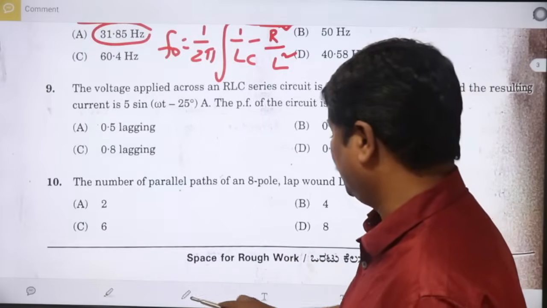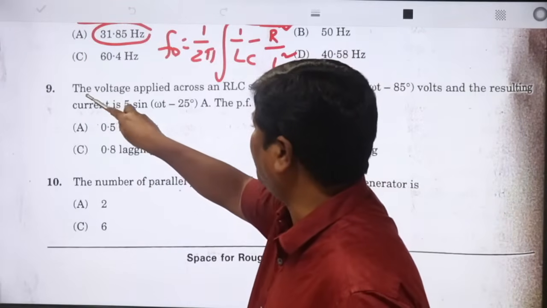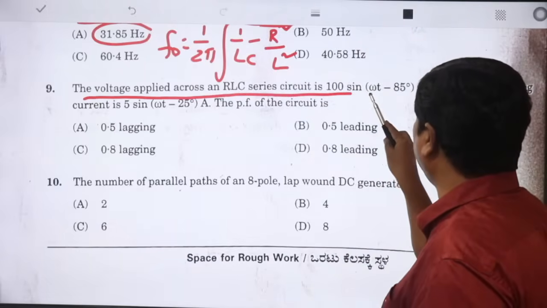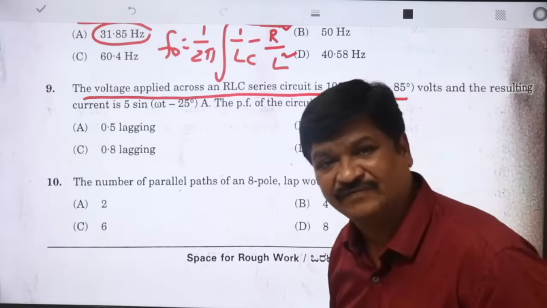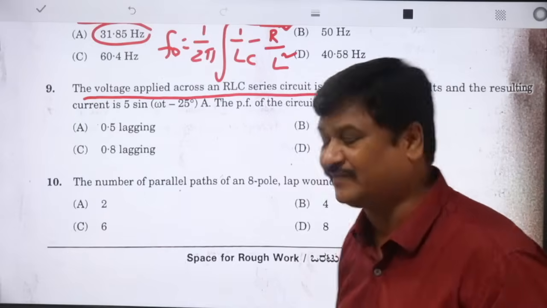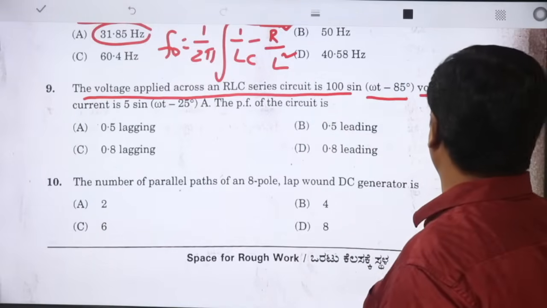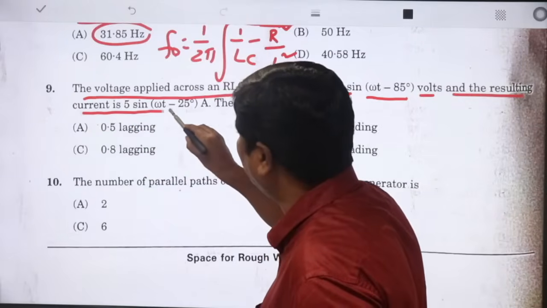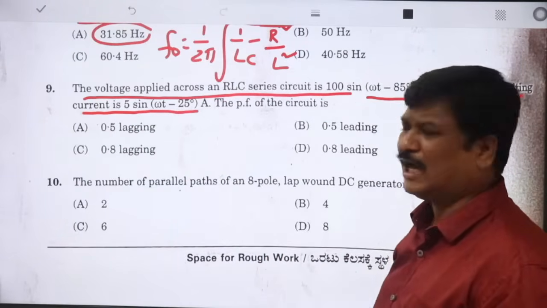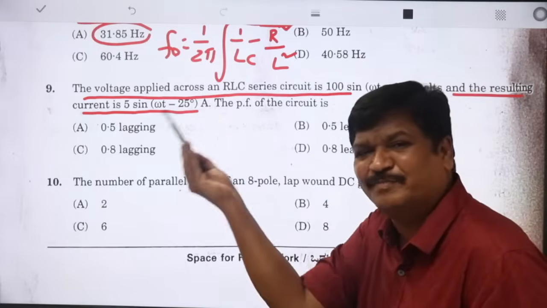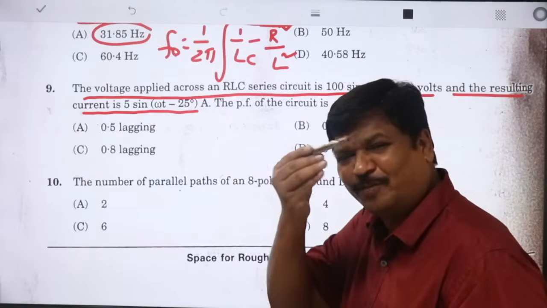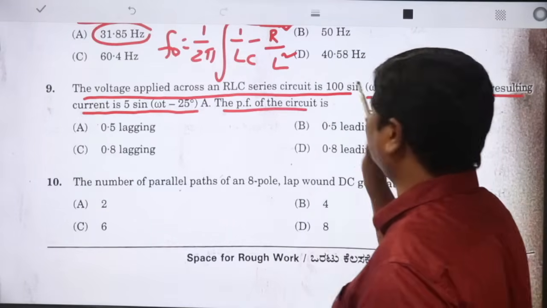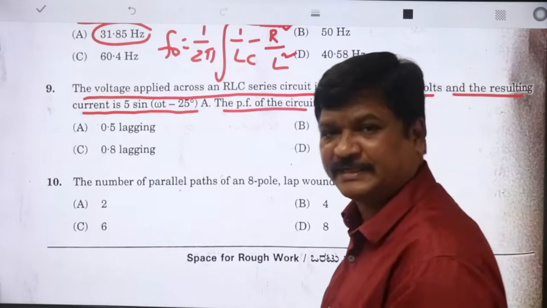See here. The voltage applied across an RLC series circuit is 100 sin omega t minus 85 volts. And the resulting current is 5 sin omega t minus 25. How many problems I told you in this basic model? So many problems I told you. Basic things these are. The power factor of the circuit is, how to get it?